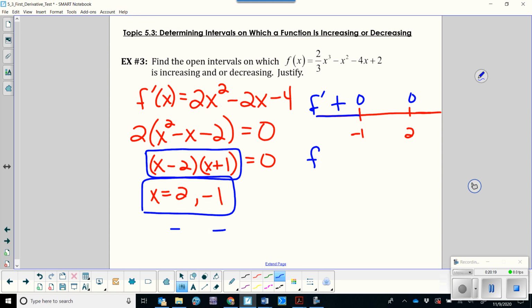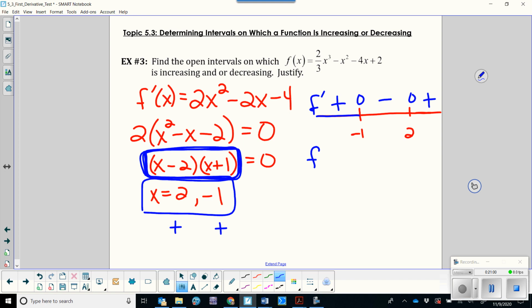Okay? So now pick any number between negative 1 and positive 2. So I'm going to pick 0. 0 is easy to check. 0 minus 2 is going to be negative. 0 plus 1 is positive. A negative times a positive is negative. So every value in there is negative. Every value of the derivative. Pick any number you want bigger than 2. So let's pick 3. 3 minus 2 is positive. 3 plus 1 is positive. Again, I'm just checking in my factors. Positive times positive is positive.